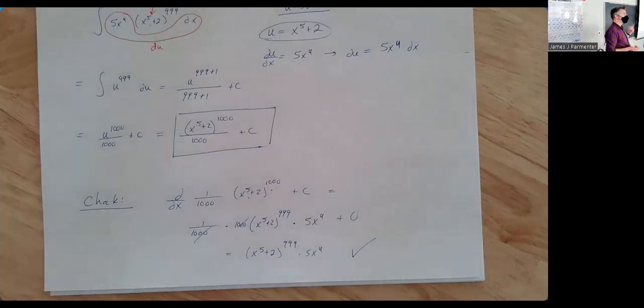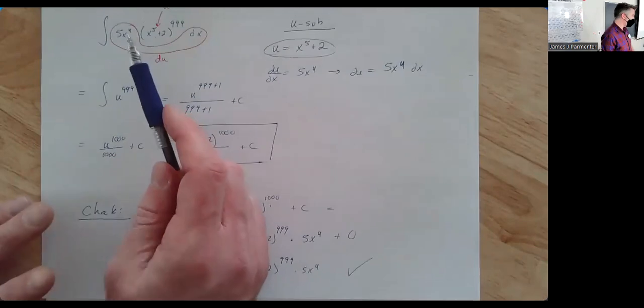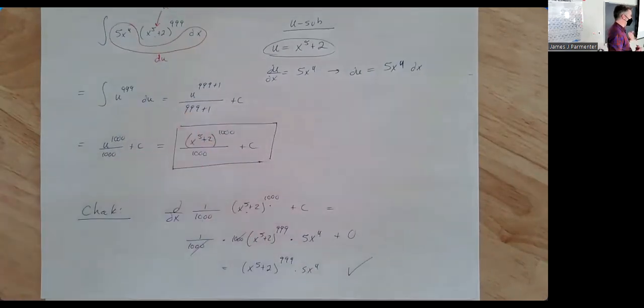is we pick something that's stuck inside another function. So when I look at this, I see the x to the fifth plus 2 is kind of stuck inside of being raised to the 999 power. That makes it a good candidate for my u. Basically, being stuck inside a square root, being stuck inside of a logarithm, being stuck inside of a power, being stuck inside of a sine function, cosine function, and an exponent, all those are good reasons to pick that thing for u.